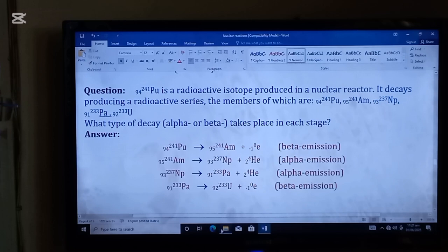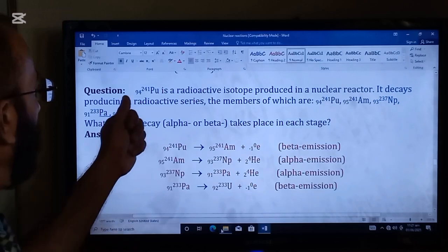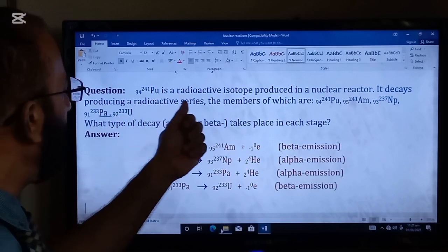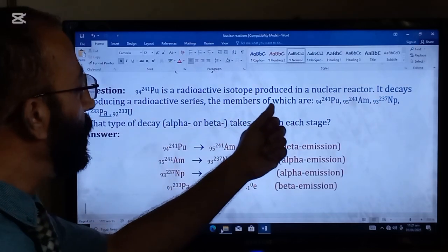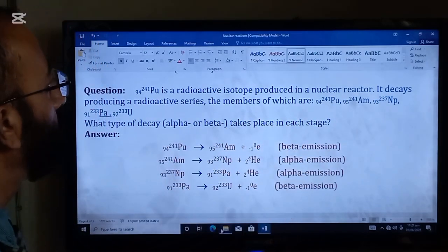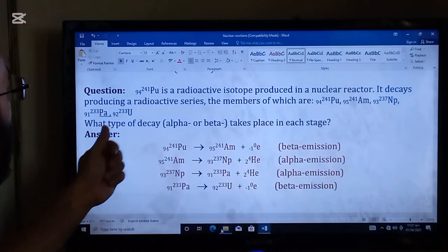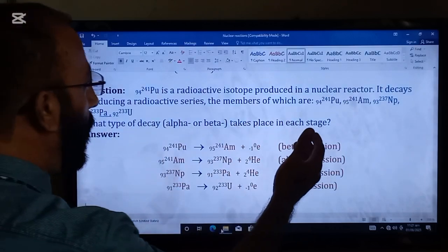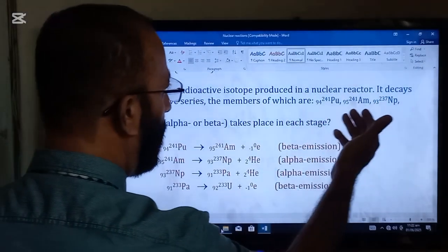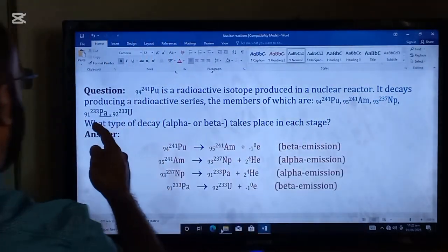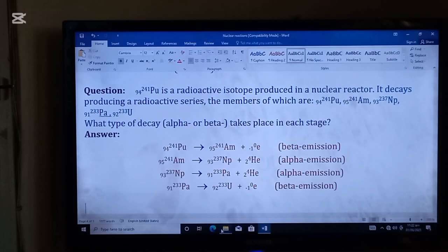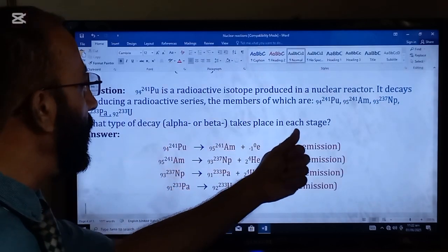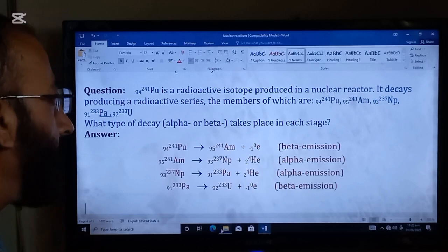And other question is here. This radioactive atom is a radioactive isotope produced in nuclear reactor. It decays producing a radioactive series, the members of which are these 1, 2, 3, 4 and 5 elements. What type of the decay, alpha or beta, takes place in each stage?